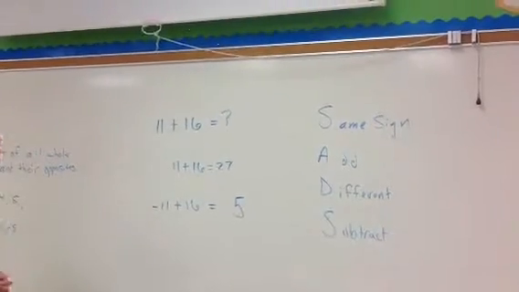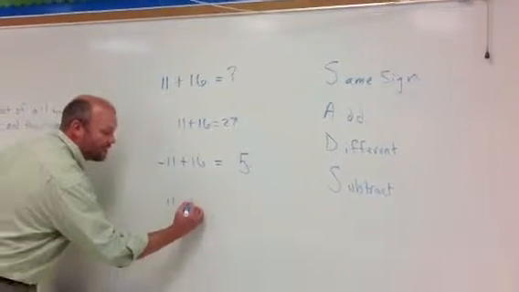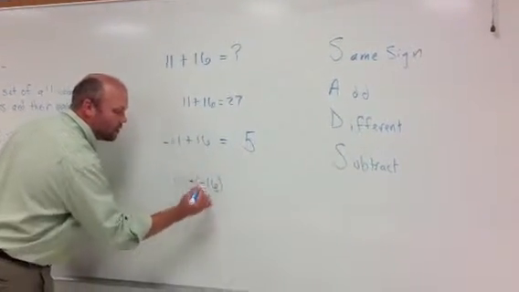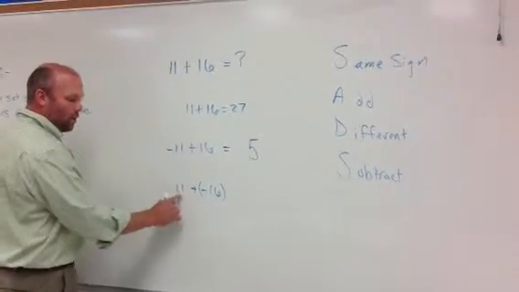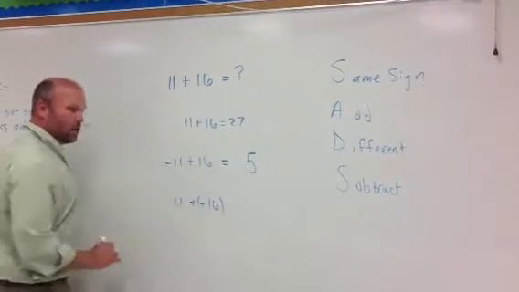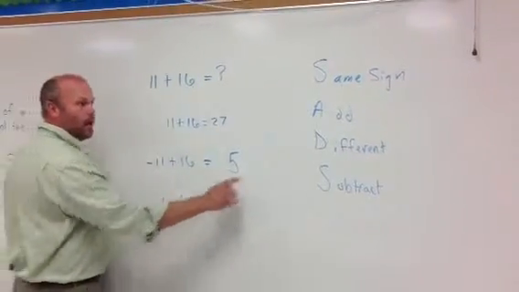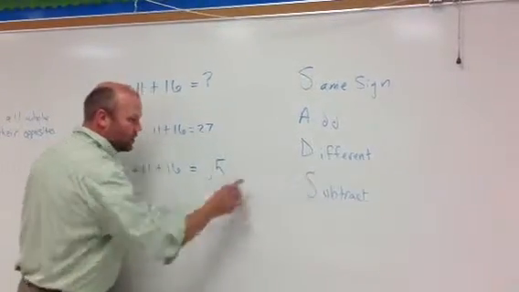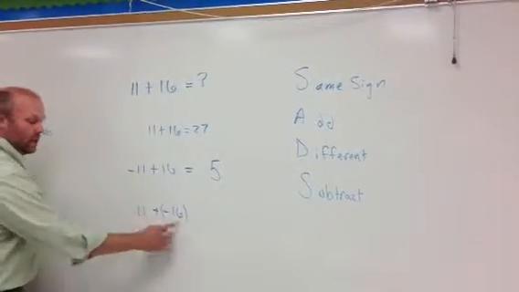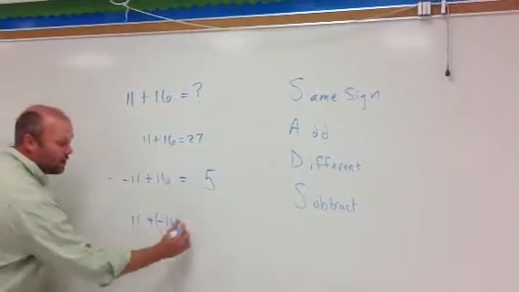Okay? If we were facing a problem like this, if we had positive 11 plus negative 16, the parentheses are here just to separate these two symbols. If we had positive 11 plus negative 16, we would still consult our rules because we have an addition problem. And we have different signs. One's positive, one's negative. Since we have different signs, we're going to subtract. We take the bigger number. Which one is it? It's 16. 16 minus 11, again, is 5.